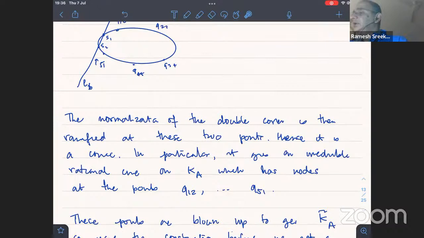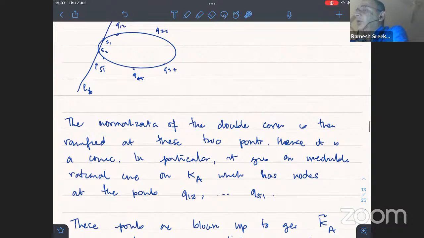So in particular, you get an irreducible rational curve on K tilde A, which has nodes. Yes, you'll have an irreducible rational curve when you go all the way up to K tilde A, or wherever after you do the normalization process. And on K tilde A, you will have an irreducible rational curve, which has nodes at the points Q1,2 up to Q5,1, right? So the double cover will be something like this.